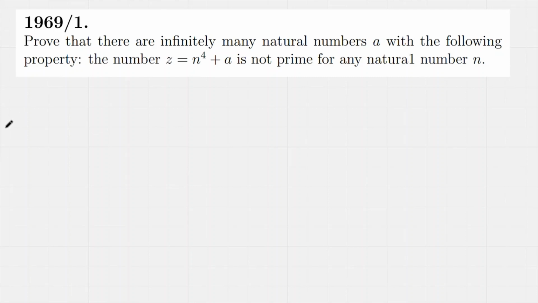I've got a fun number theory problem from the 1969 International Mathematics Olympiad. This is problem 1. We want to prove that there are infinitely many natural numbers a with the following property. The number z equals n to the 4 plus a is not prime for any natural number n. Okay, so if you want to have a go at proving this, pause the video now and give it a go for yourself, and I'm going to dive straight into a solution.